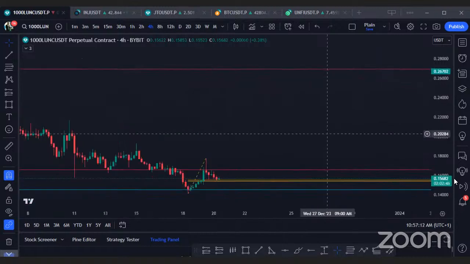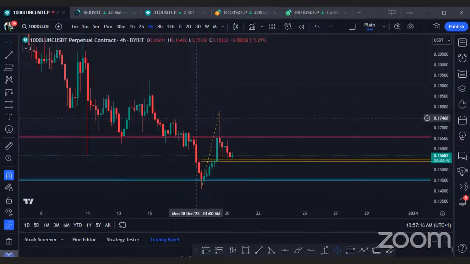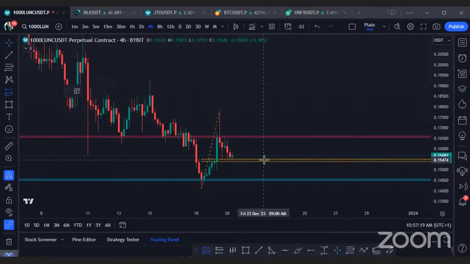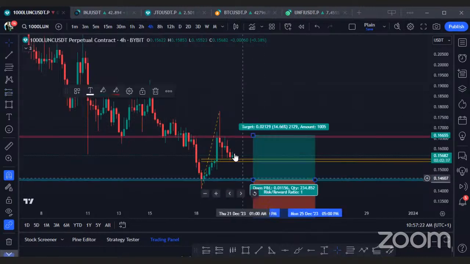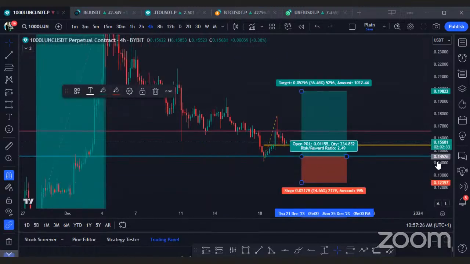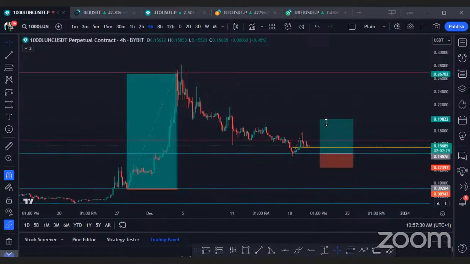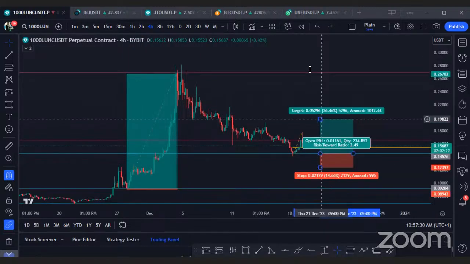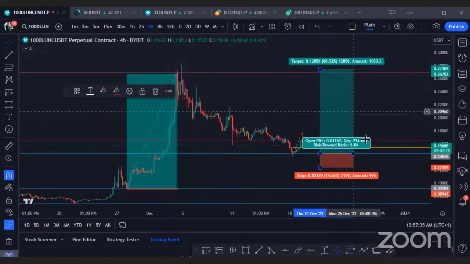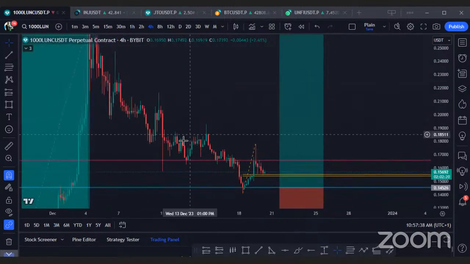If you have not, then start looking for entries for Luna Classic anywhere around there. Let me give you this area here. If you see Luna Classic at that 14 cents, you should be taking a trade from there. Our target will be up there again, that area up there. If that plays out, you can buy on spot if you want to.